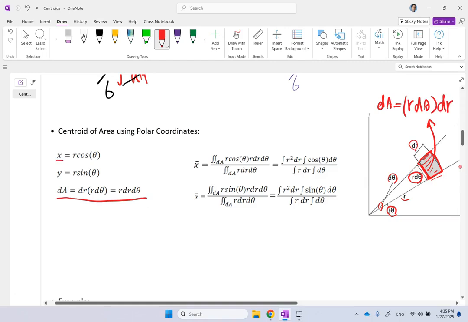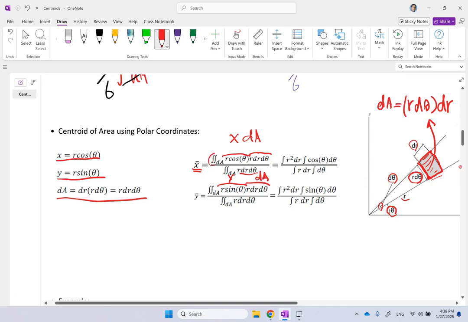And of course, x is r cosine theta, y is r sine theta. So if we look at the x bar, remember x bar was what? It was integral of x dA. So for x, I replace it with r cosine theta. For dA, I replace it with r dr d theta. And similarly for y, again, this is y, this is dA. And that is just the dA in the denominator.